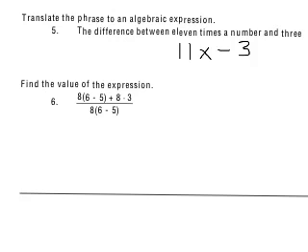And if there's something else going on with this, like it was 12 times the difference, then you would put 11x minus 3 in parentheses and then put 12 times it. See, so for instance, if it said 12 times the difference between 11 times a number and 3, then I would have written it this way.